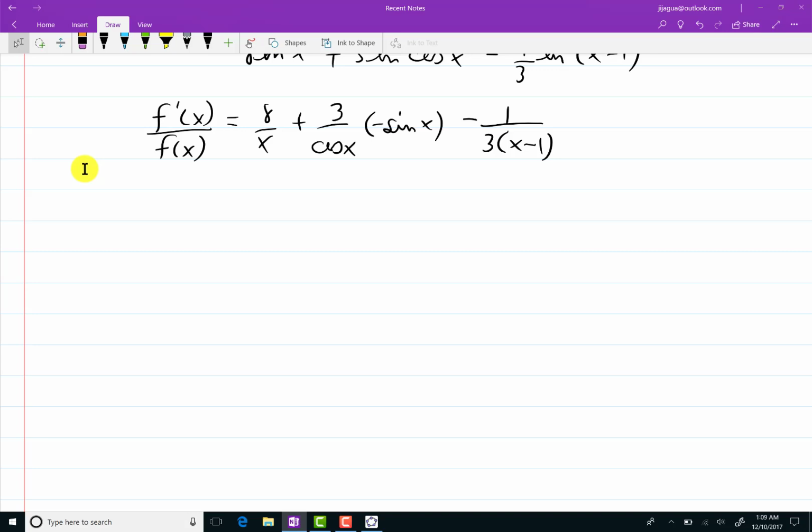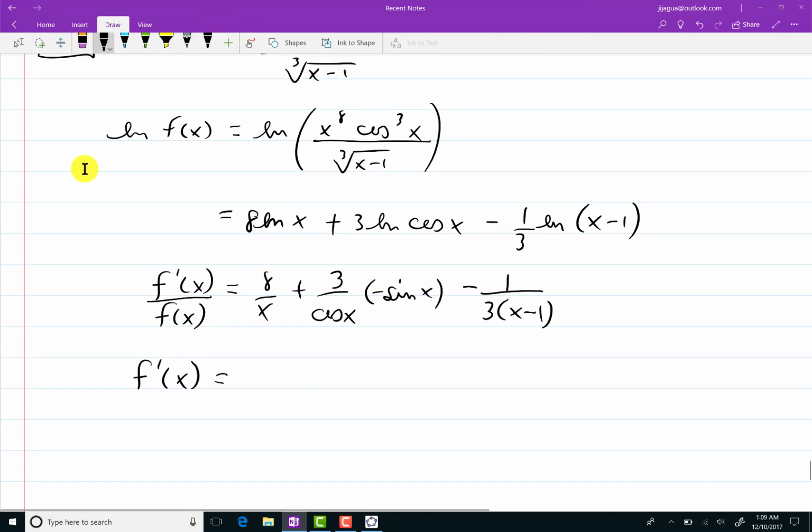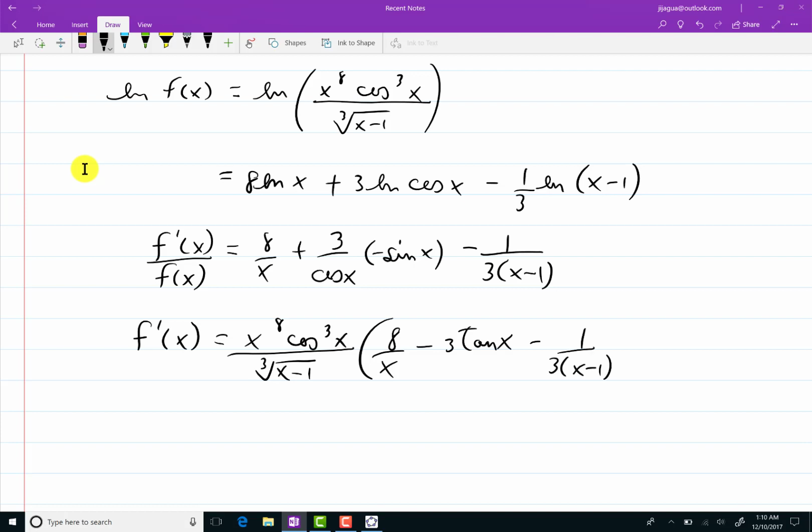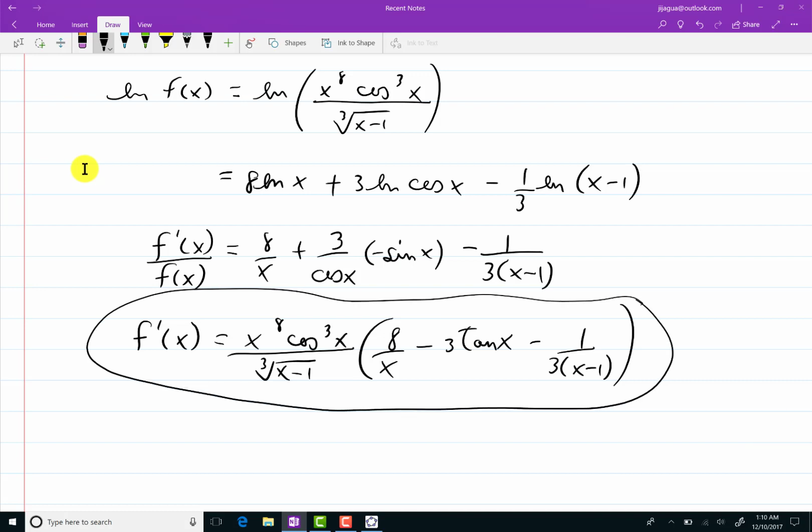So let's see if you can follow this then. f prime of x, f of x was all the original stuff. So it was x to the 8th cosine cubed of x over the cubed root of x minus 1. And that's times 8 over x minus 3 tangent of x. See if you can follow that one. Minus 1 over 3 times x minus 1. So there you go. I think I've completed the lecture topics that I want to use for exponential and logarithm functions.